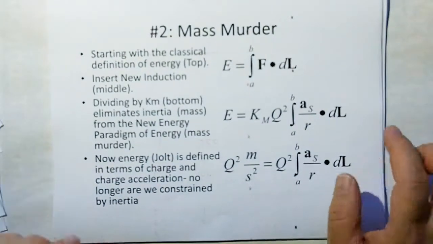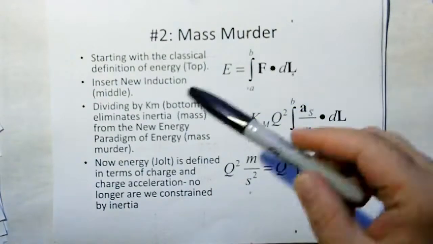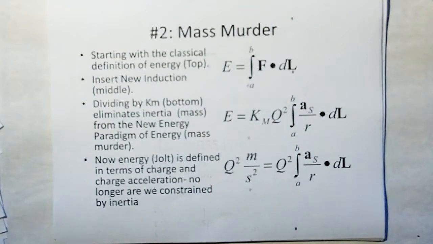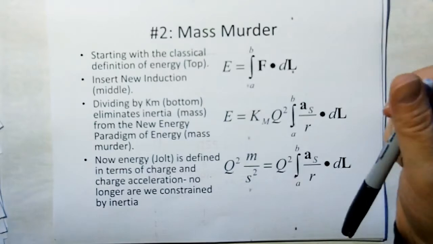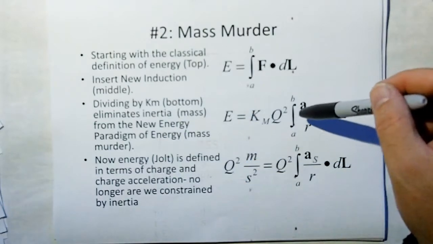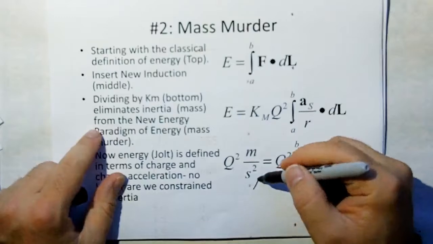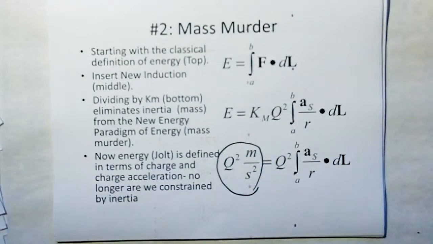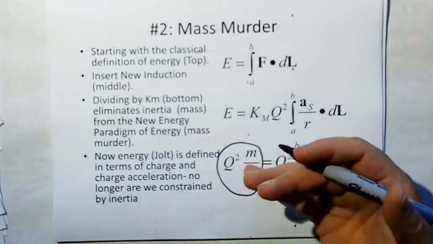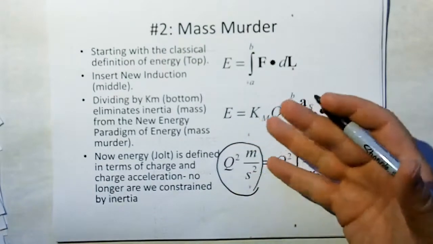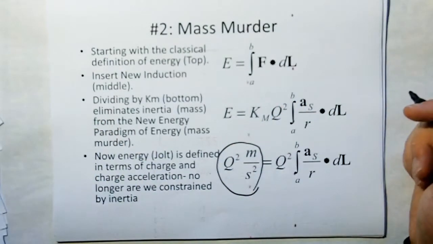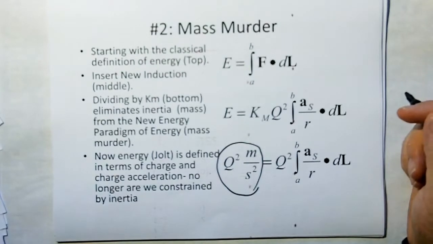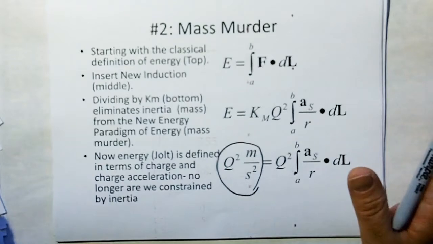And the other one is mass murder. Starting with the classical definition of energy on the top, what we're going to do is insert the new induction for the force, and then we divide Km by everything, and now we find that our new definition of energy does not really require inertia. There's no inertia in here. All there is is charge and acceleration. I don't know how we want to break that up. And so we no longer have to have a reactionary force. All we have to do is cause protons to accelerate. Once we accelerate protons, we have energy. And we don't have to worry about the reactionary force anymore.